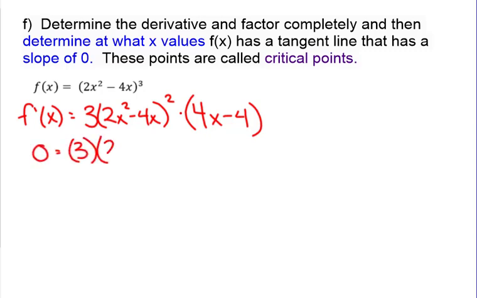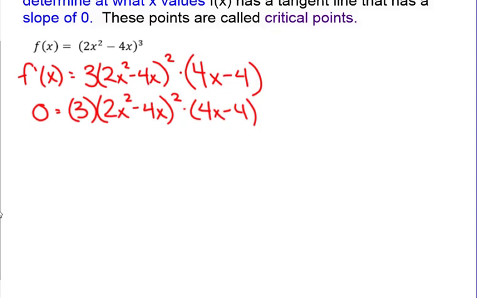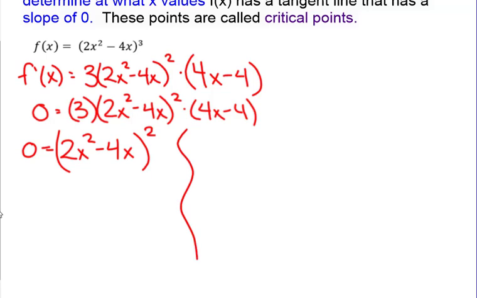So 3 times 2x squared minus 4x, squared, times 4x minus 4. Well, when we've got something completely factored and we set it equal to 0, then we just set each of our factors equal to 0. Well, 3 will never equal 0, so it's not a factor. So then we have 0 equals 2x squared minus 4x, all of that squared. And we've got 0 is equal to 4x minus 4. I'm going to start on this one just because it's the easiest. And when we divide by 4, we're going to have 1 is equal to x. So there's one of our solutions.